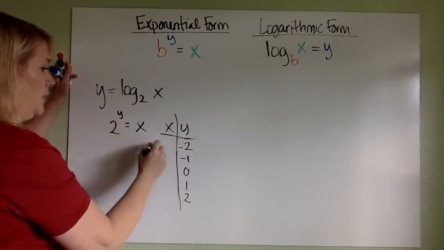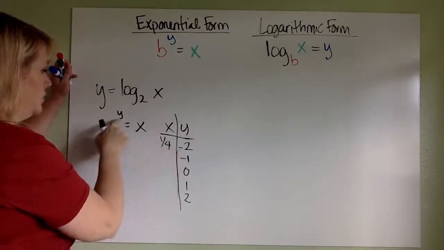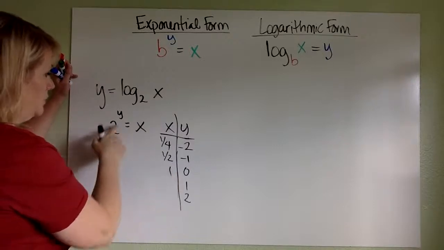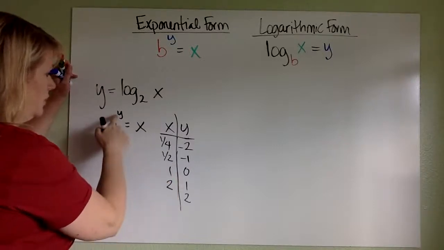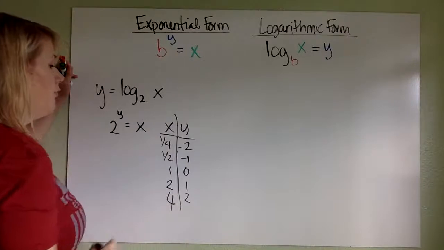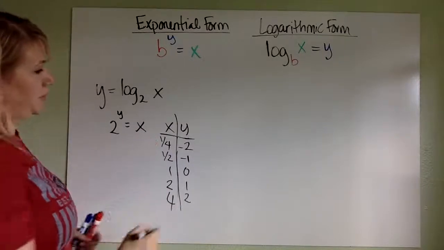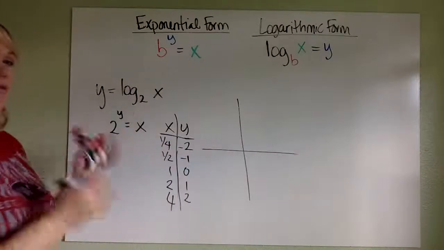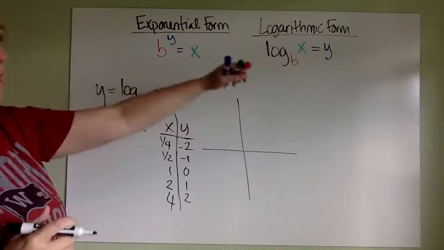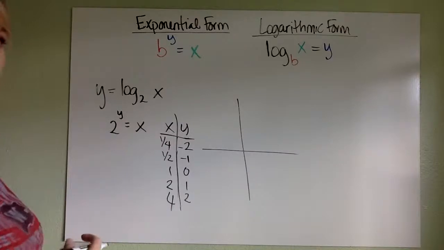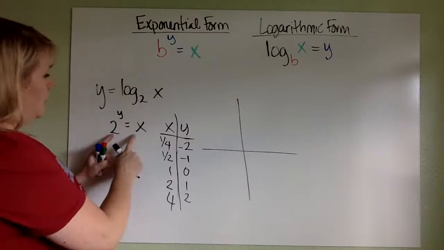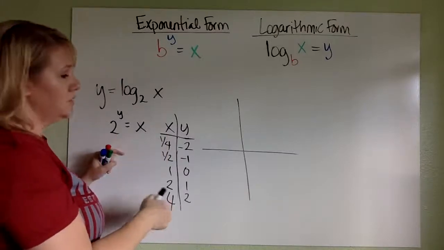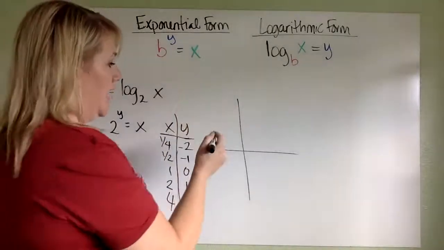2 to the -2 power is 1/4. 2 to the -1 power is 1/2. 2 to the 0 power is 1. 2 to the first power is 2. 2 to the second power is 4. And now I have some ordered pairs to make my graph. So logarithms and exponents are inverses of each other. That's how come we can switch back and forth between exponential and logarithmic form. Right here, I'm just switching from logarithmic form to exponential form so that I can easily make a table of values. They should be inverses.